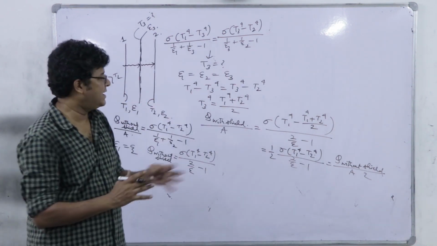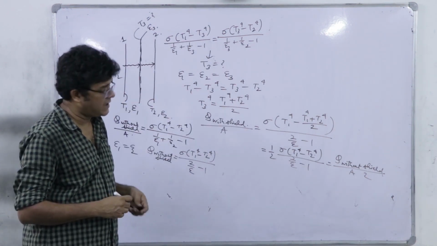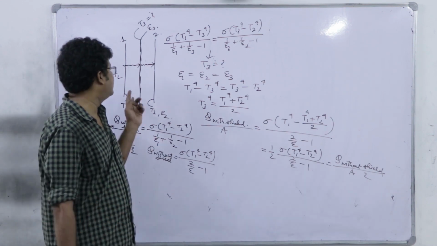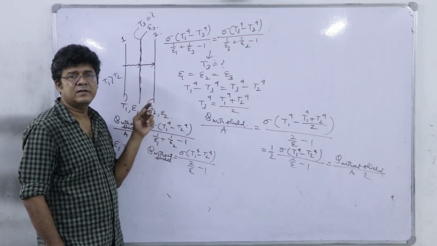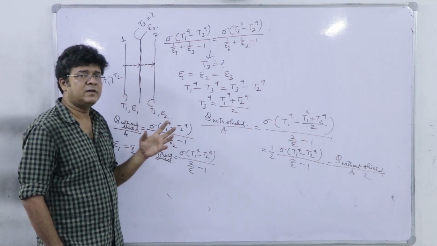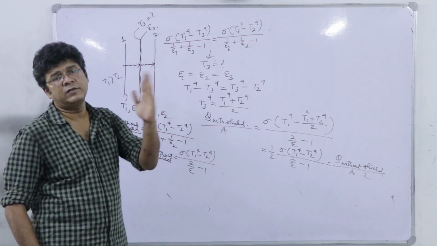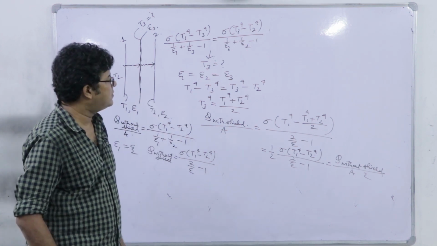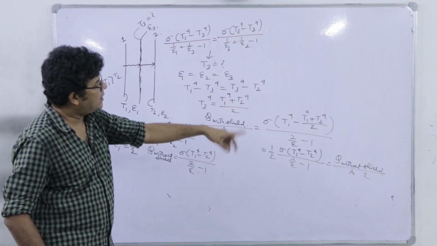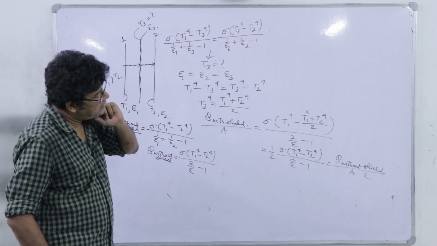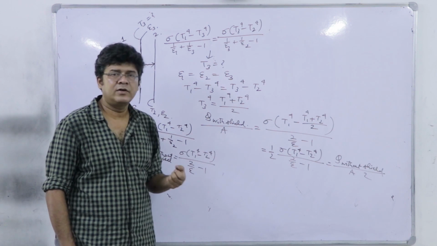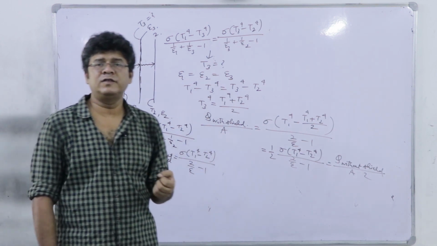So the radiative transport has been curtailed by half if I am using a shield, if these two surfaces have the same emissivity, and we are using a shield having the same emissivity. Under this situation, the heat transfer with shield will be half that of without shield.